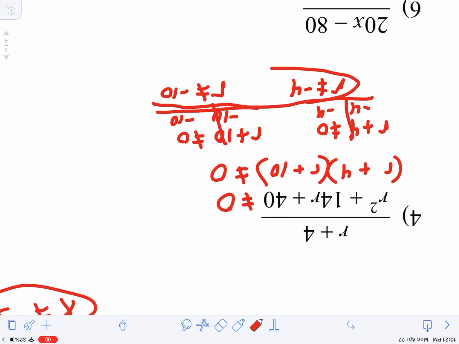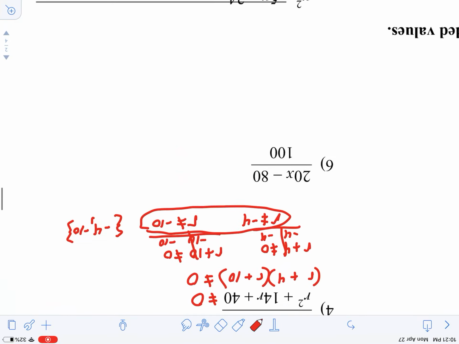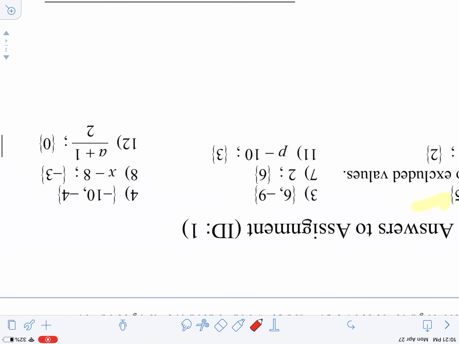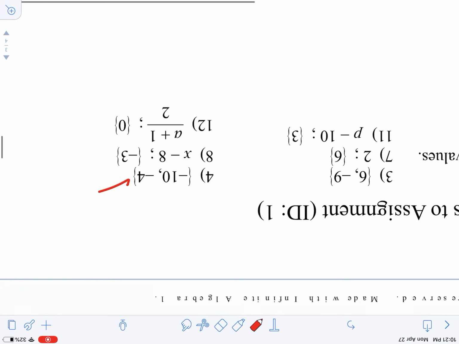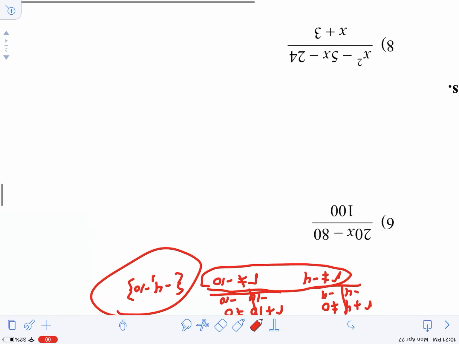And this one has 2 restricted values. I bet they write the answer something like this. I'm fine with just writing it r does not equal negative 4, r does not equal negative 10, circle your answer, but whatever, there it is. So you can write your answer in whatever format you want, just as long as you're getting the right answer. Now number 6 is a special question.